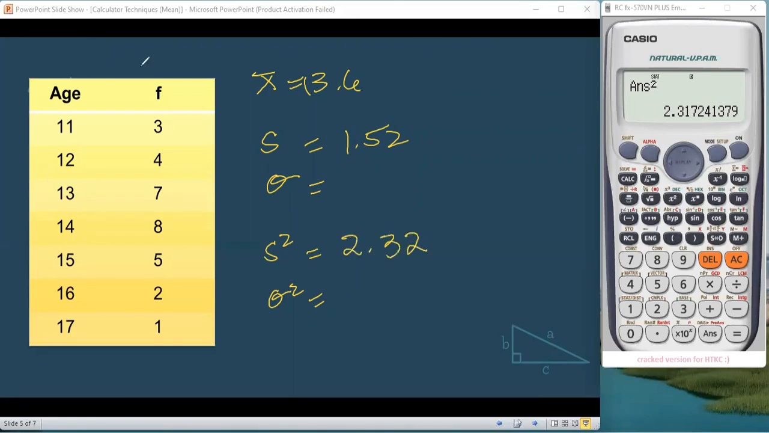So that is 2.32. So how about the population standard deviation? So that is again easy. Shift 1. So that is 4 for variability and 3 for the population standard deviation. So that is 1.50 approximately. And for our population variance, square lang po natin yan. And our answer will be 2.24. So that is 2.24.